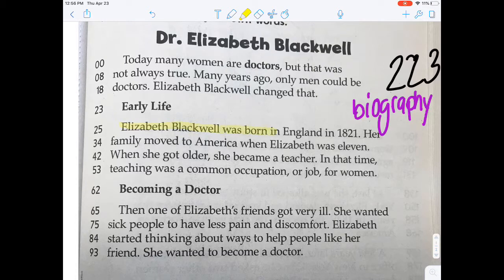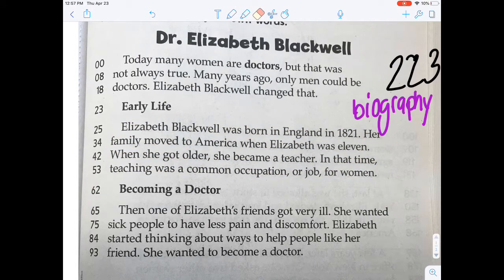Elizabeth Blackwell was born in England in 1821. Her family moved to America when Elizabeth was 11. When she got older, she became a teacher. In that time, teaching was a common occupation or job for women.